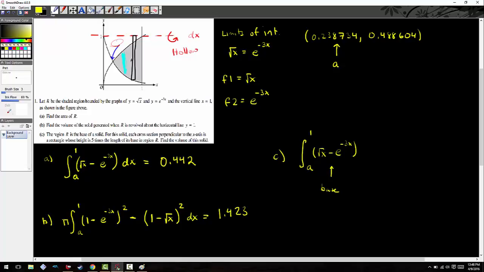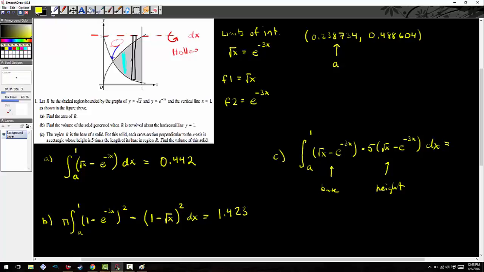Now the height is a rectangle that is 5 times the length of the base. Well, how do I show that? 5 times the length of the base. And there you go. Base times height is the area of a rectangle, and then dx would be the width. So base, height, width, volume. From here, we just punch that into our calculator, and we're good to go.